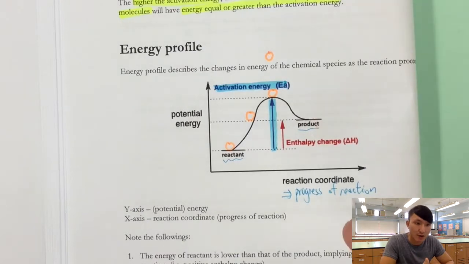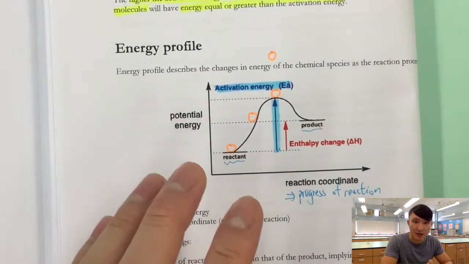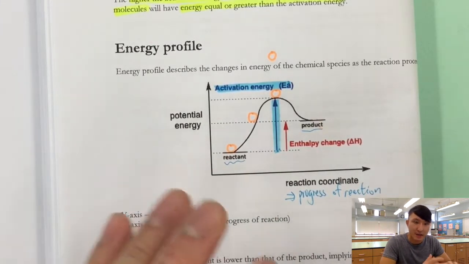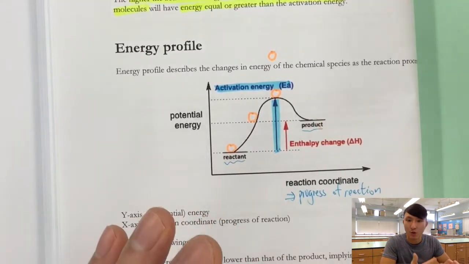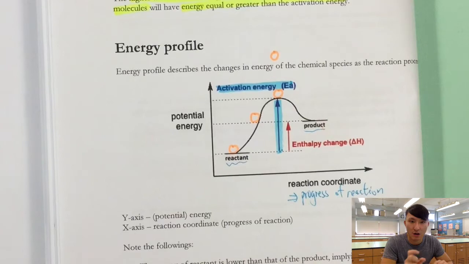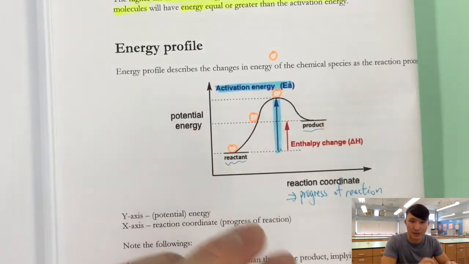That would account for the amount of heat released or the amount of heat absorbed after the reaction. Activation energy, on the other hand, tells you the minimum energy required to bring about a reaction, and activation energy has to do with the rate of reaction. Okay? So make sure you can sort these two terms out.